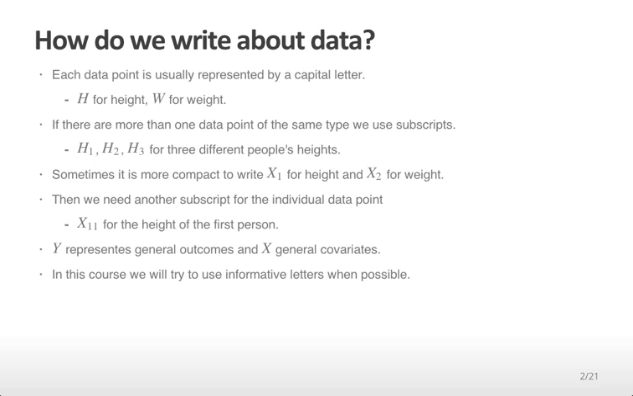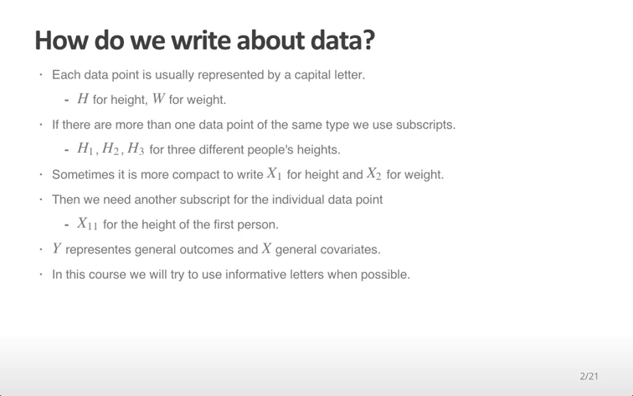In general, when we're writing about the mathematics of data analysis, it might be more compact to write x sub 1 for height and x sub 2 for weight. If this is the case, then we need another subscript for the individual data point, for example, the height of different people. So we would add another subscript to the data point x and call it x sub 1, 1 for the height of the first person. You can imagine that you would then add a second subscript to the weight variable as well, so you would get x sub 2, 1 for the weight of the first person.